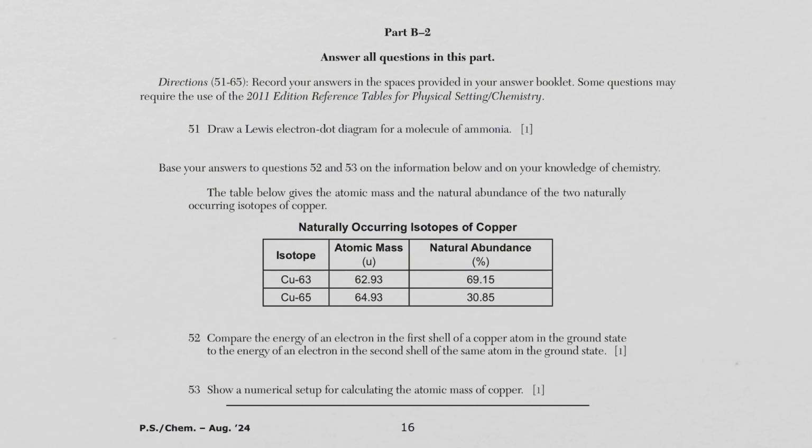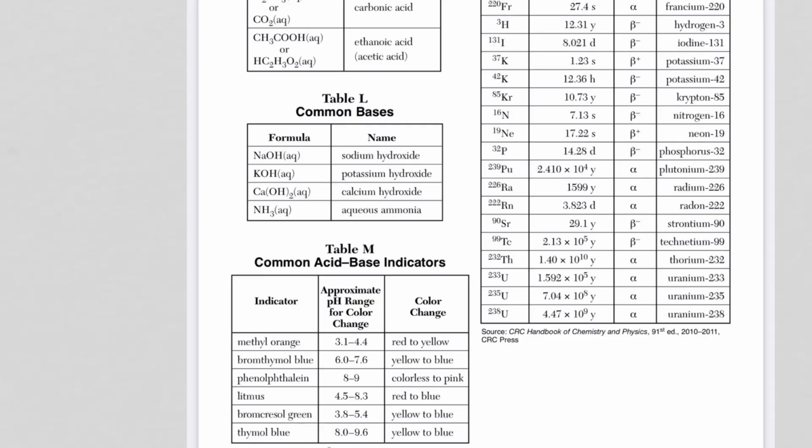So question 51, assuming that you've gotten to Lewis structures and bonding. If you didn't, then you wouldn't be up to this point. It asks you to draw a Lewis electron dot diagram for a molecule of ammonia. This is not a given question. If you don't remember the formula for ammonia, that's a problem. Now, there is a place on the reference table where you will find it if you don't remember it. So we're going to check that out.